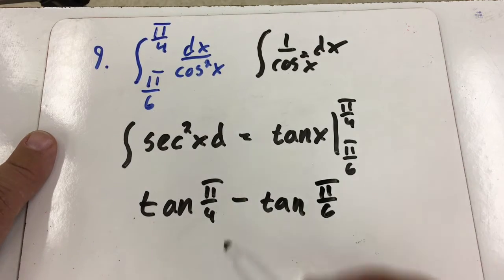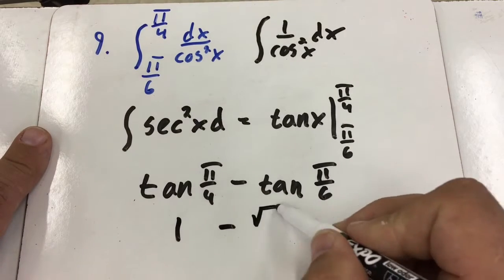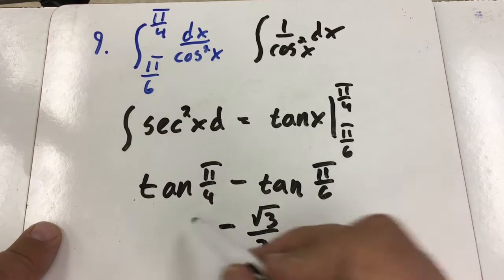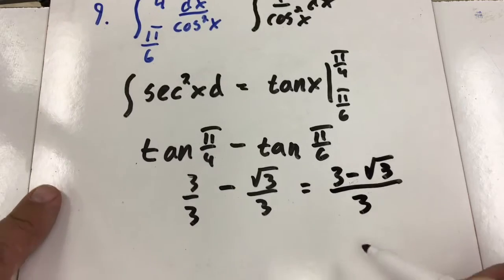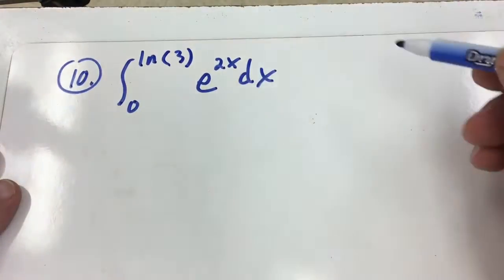Tangent of pi over 4 is 1, minus the tangent of pi over 6, which is root 3 over 3. And I can either leave my answer like that or rewrite it with a common denominator, 3 over 3, which would give me 3 minus root 3 over 3. Or you could have just left it as 1 minus square root of 3 over 3. Either. For number 10, I'm just going to jump right into the antiderivative.